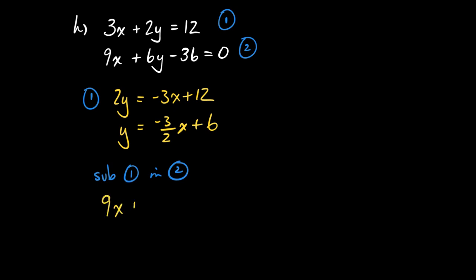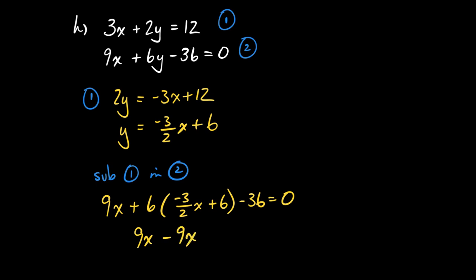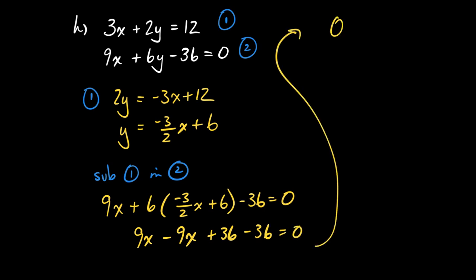So replace my y with what it's equal to in equation 2. I can now expand my brackets. Well, hey, this works out really nice. 6 times 3/2 is 9. So since it's a negative 9. Nice. And now when I go to collect my variables and collect my constants, I get that 0x equals 0.